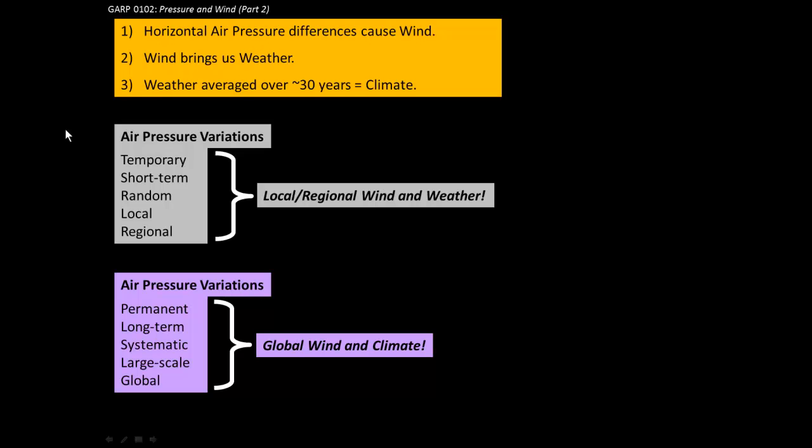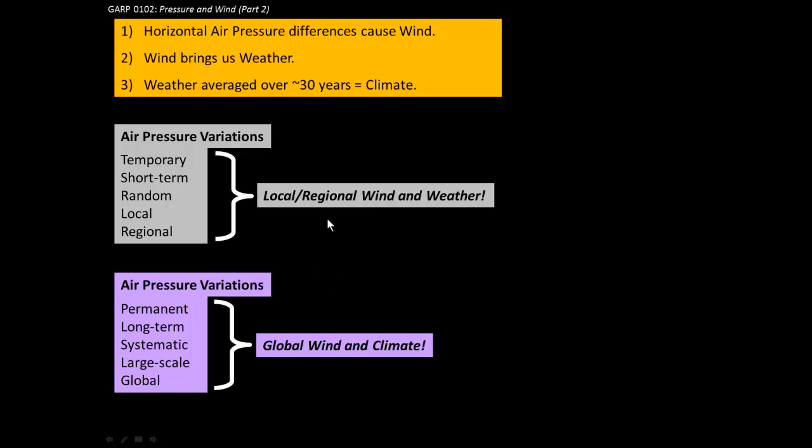And there's two types, if you will, of air pressure variations. First of all are the short-term ones. Localized air pressure variations, maybe regional air pressure variations, temporary air pressure variations. These give us local, regional winds and local and regional weather. However, it turns out that we also have long-term, large-scale, almost permanent air pressure systems on Earth. And those define the global winds and the global climate. So that's kind of cool to think about.